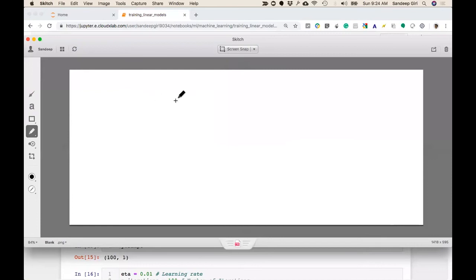So imagine that we had some error. We know how to compute error, right? We had some error. And what we do is we also compute the rate of change of error with respect to, say, theta naught.